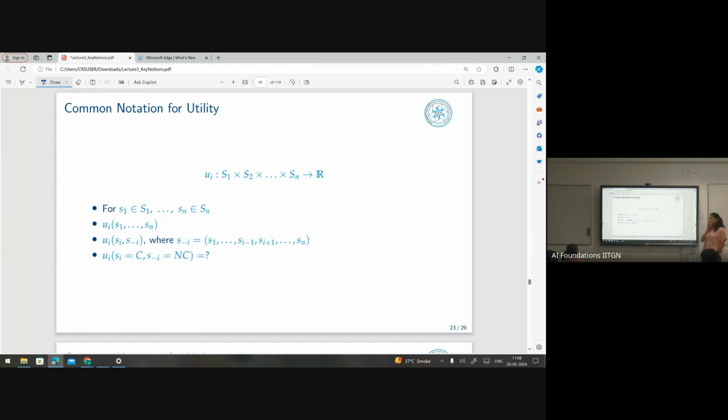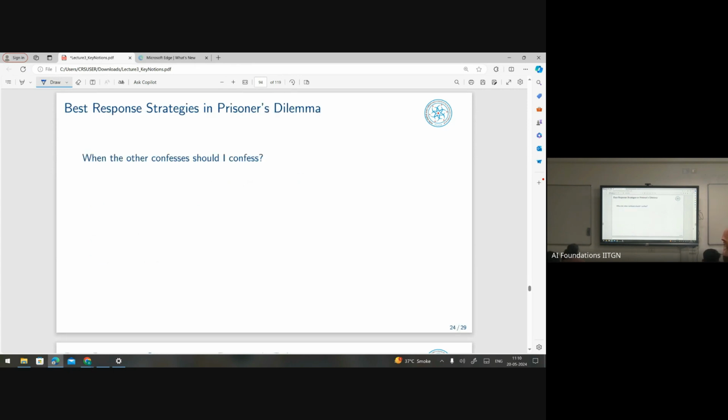So in the prisoner's dilemma game, there are only two agents. So for any agent, if that particular agent is confessing, and when I say s_-i, that means the other agent, since there are only two agents. If the other agent is not confessing, what would be my utility? Confessing and not confessing, minus one, right? If I'm confessing, so it's okay, it's a matter of remembering the utility values.